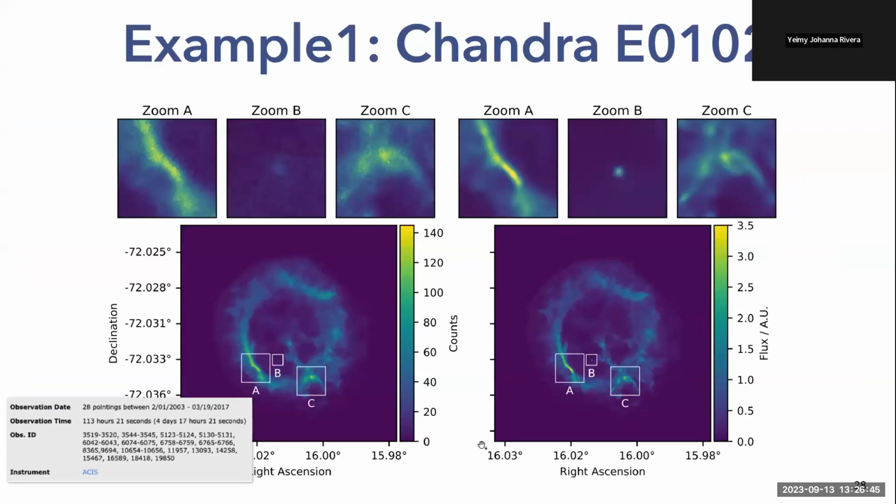Here's one example of the method applied to real data. This is a supernova remnant, E0102. This uses I think 28 Chandra observations taken with the ACIS instrument. In total, this amounts to 110 hours, I think, of observation time. And you can check, for example, these example regions here. So here's zoom A. This is a filamentary region.